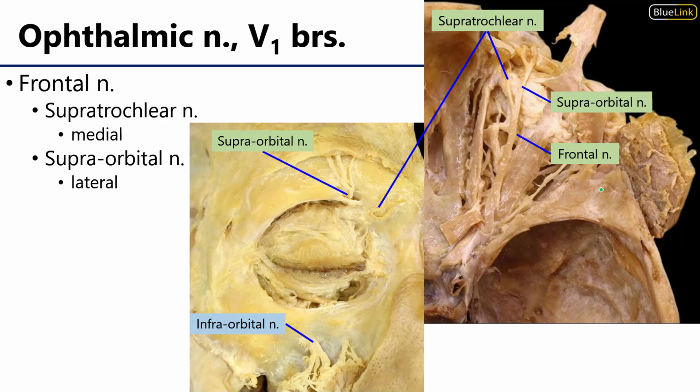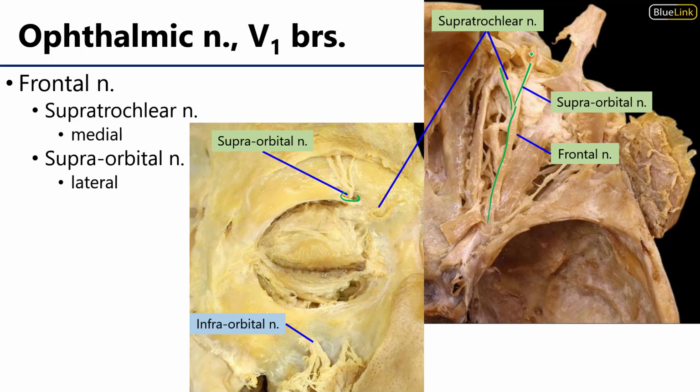So we'll start with the V1 branches. So there is a branch of V1 called the frontal nerve, which we'll see in the orbit. And it divides into the supratrochlear nerve, which takes more of a medial course in the orbit, and the supraorbital nerve, which takes more of a lateral course. The supraorbital nerve exits through a supraorbital foramen, or sometimes just a notch. So here we can see the frontal nerve going out, medially supratrochlear, laterally supraorbital.